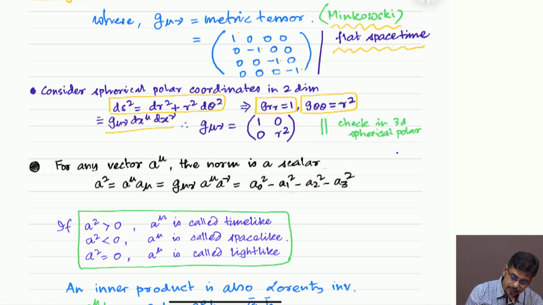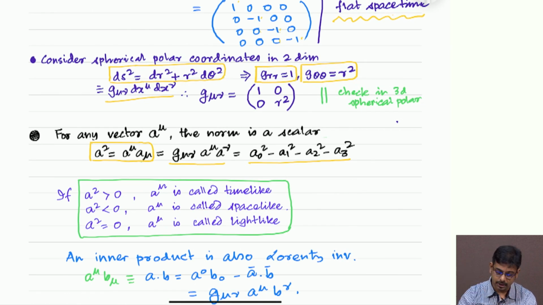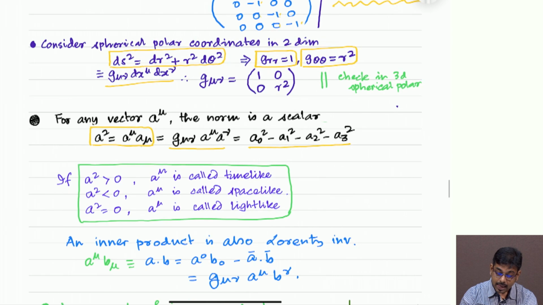So, basically we can define a square, which is nothing but the multiplication of the contravariant and the covariant components with the repeated indices, which we can simply write as g mu nu a mu a nu, and that will have this a0 square minus a1 square minus a2 square minus a3 square. Because it does not have any indices left, it is a scalar. It does not transform under the Lorentz transformation. So, the norm of any vector is always a scalar.